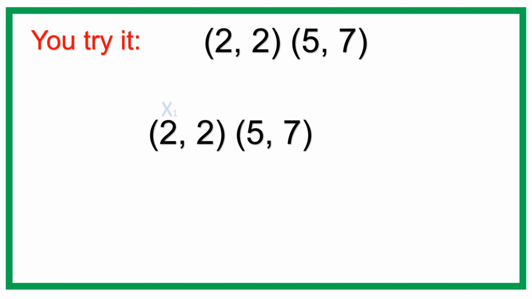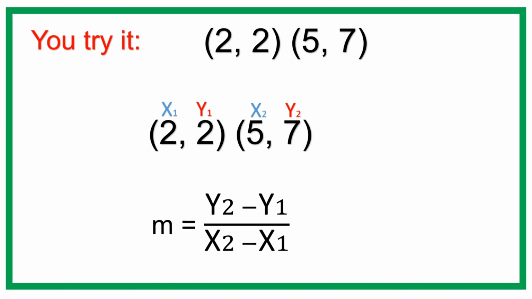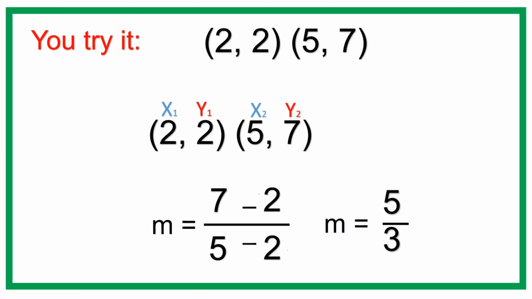Okay, let's answer. So here is our x1, here is our y1, and this is our x2 and y2. Formula: y2 minus y1 over x2 minus x1. What is your y2? 7. And your y1? Yes, it's 2. And the x2, 5. And the x1 is 2. And your answer, 5 over 3. That's it. You got it.